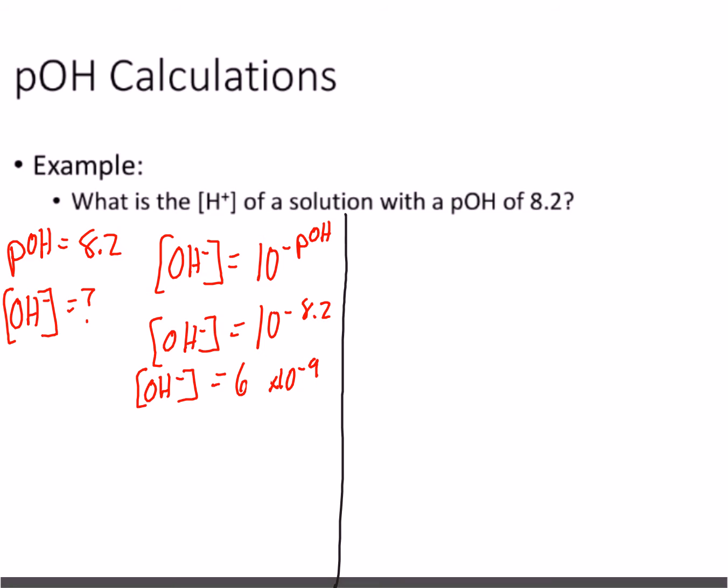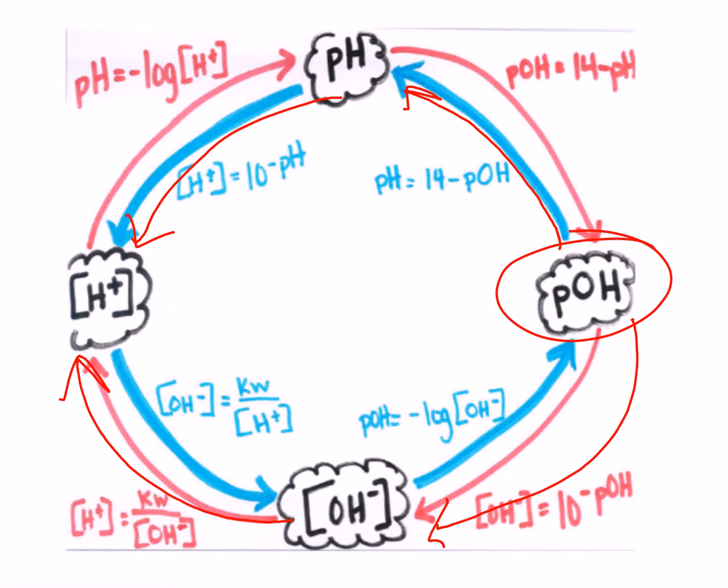Are we done with this problem? No, because our end-all goal is to do what? Hydrogen ion concentration is our end-all goal. So to do that, what formula now will I have to use? We're now here on the OH. We've got to go back here. What formula am I going to use?